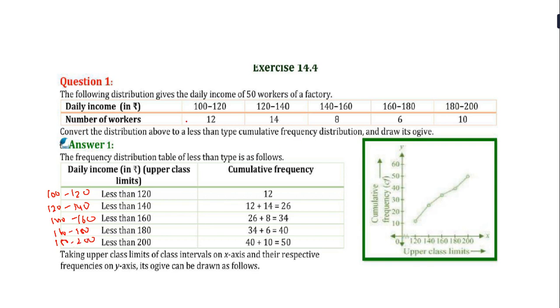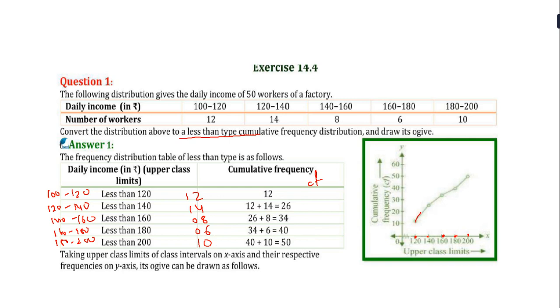What we have decided is that for a less than type graph, we write the upper limit. So the upper limits are 120, 140, 160, 180 and 200. And we have to add the cumulative frequency. The frequencies are 12, 14, 8, 6 and 10. So 12 plus 14 is 26, 26 plus 8 is 34, 34 plus 6 is 40, 40 plus 10 is 50.